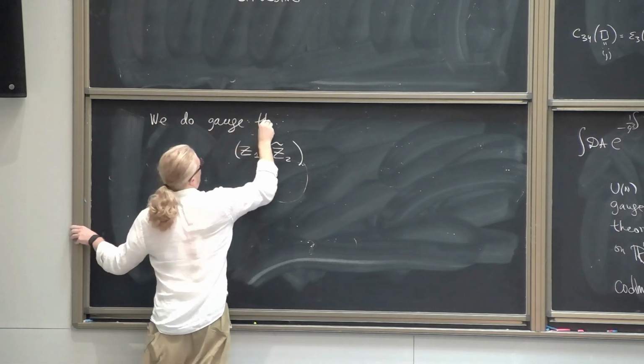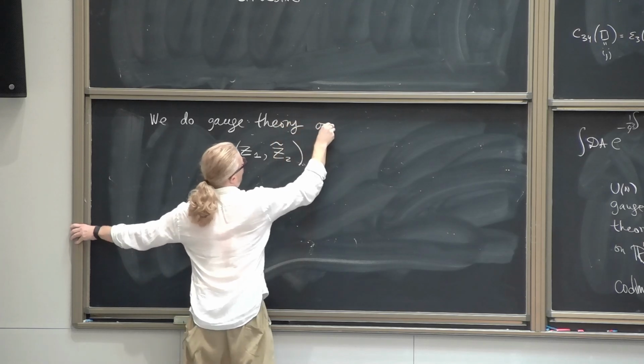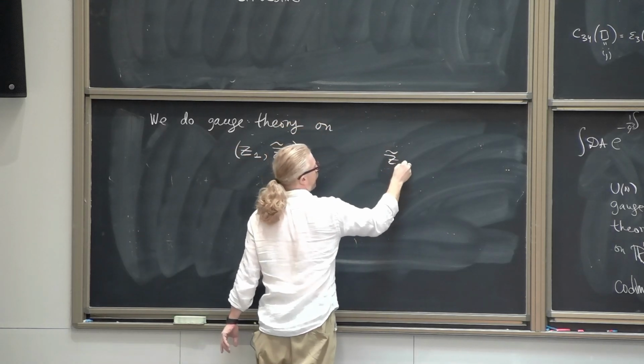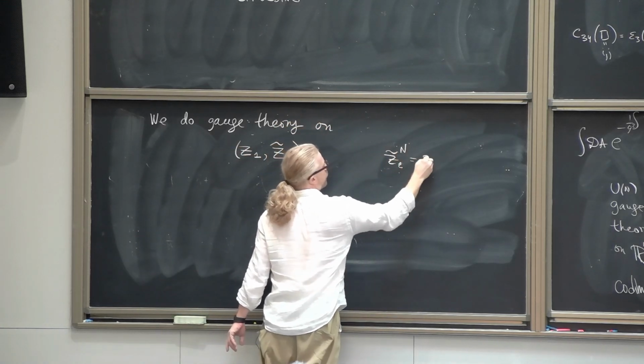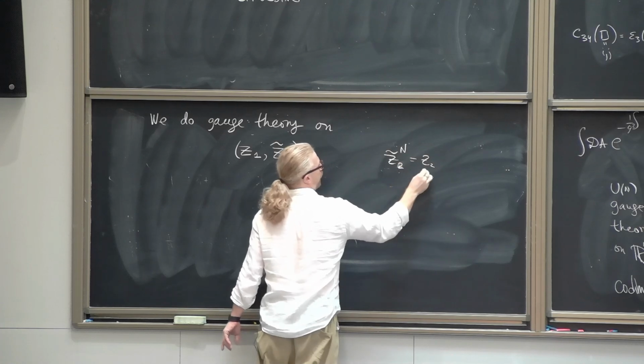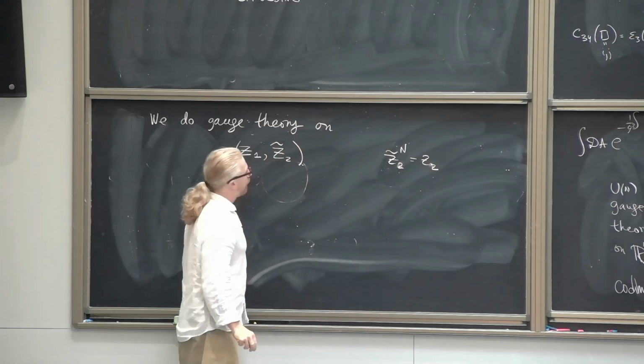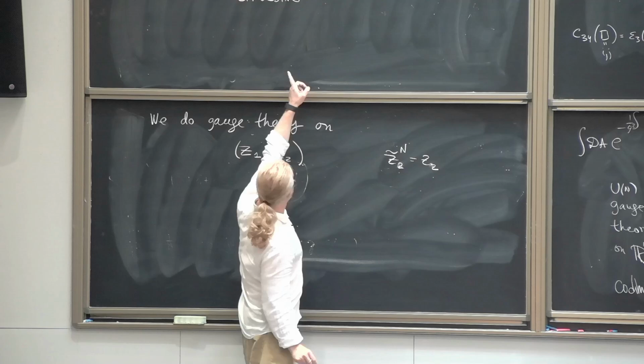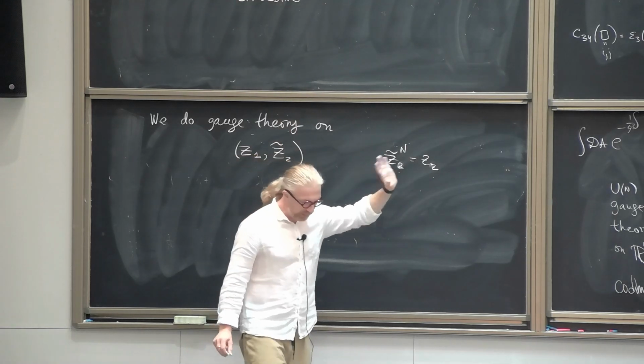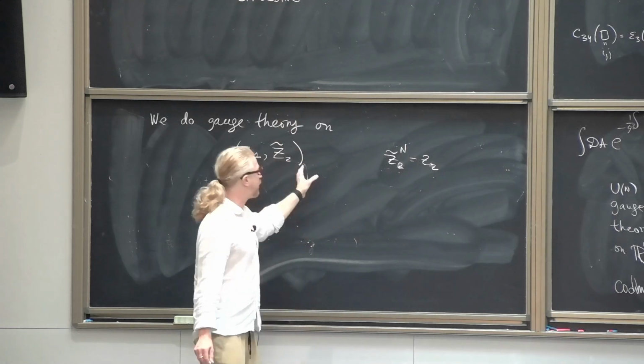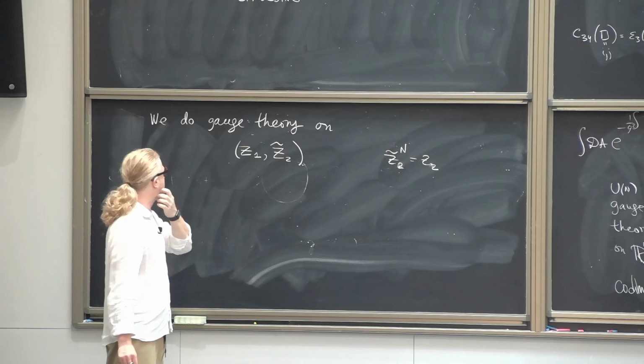Where Z2 tilde to the n is equal to z2. This n happens to coincide with the rank of the gauge group. It doesn't have to, but for my applications, it will be. So I'm using that.